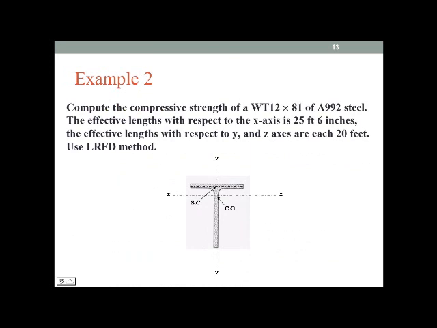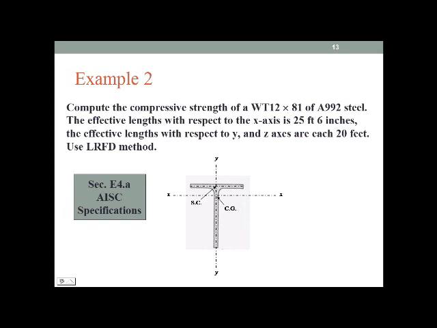Example 2. In this example, we have a WT12x81 of A992 steel. The effective length with respect to the x-axis is 25 feet 6 inches. The effective lengths with respect to the y and z axes are each 20 feet. It's required to compute the compressive strength of the member. Use the LRFD method.